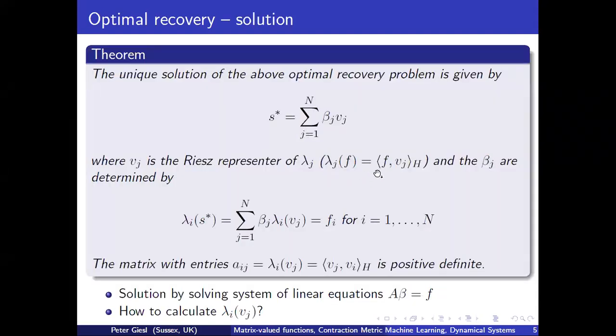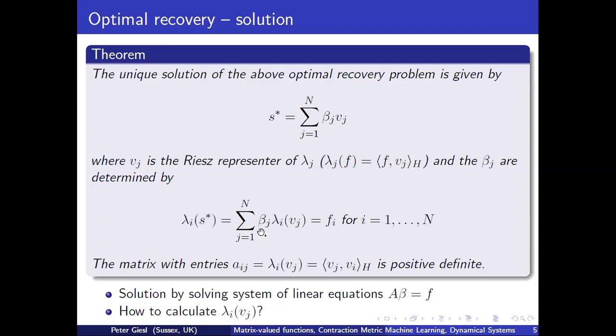So this is just the definition of the Riesz representative again. And the beta j can be found by the interpolation condition, because the S star has to satisfy the interpolation condition lambda i of S star is f_i, and we just plug in this formula and find that lambda i of S star is given by this expression here. Looking at this, we can see that this is nothing else than a system of linear equations for beta, which are our unknown coefficients.